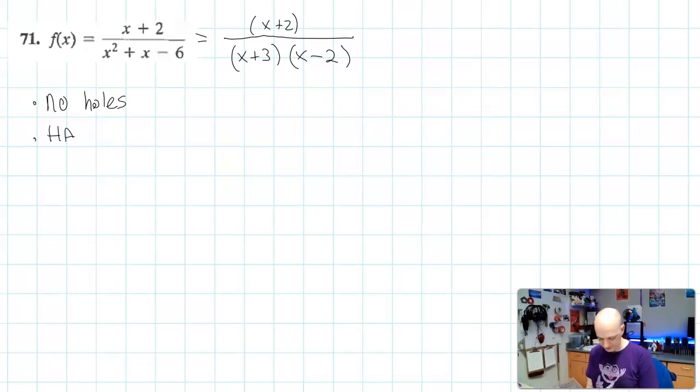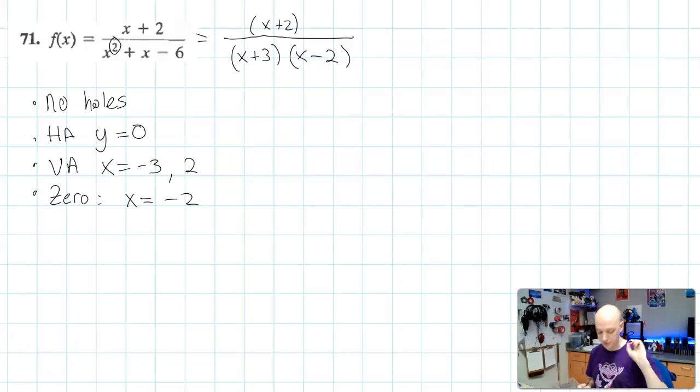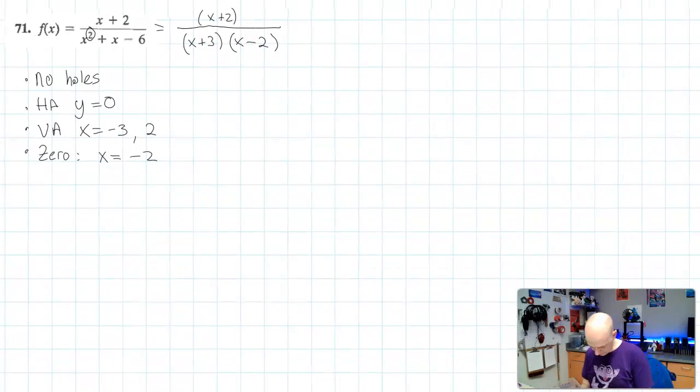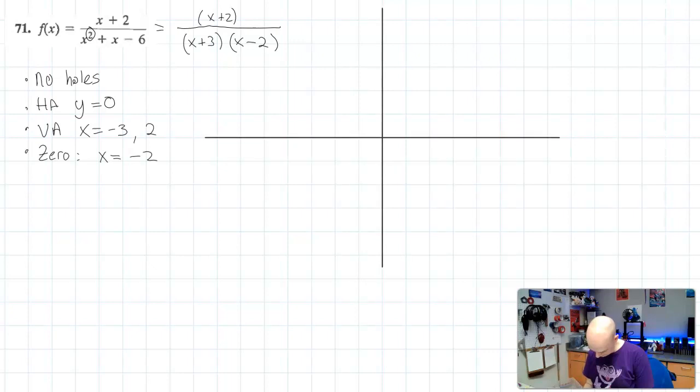Horizontal asymptote. It's bottom heavy. The degree on the bottom is more, so that's going to be at y equals 0. The vertical asymptotes are going to be at the zeros of the denominator, x equals negative 3 and positive 2. And the x-intercepts, or zeros, are going to be at x equals negative 2, because those are the zeros of the numerator. We're plotting all that out on a grid. Something like this. Horizontal asymptote.